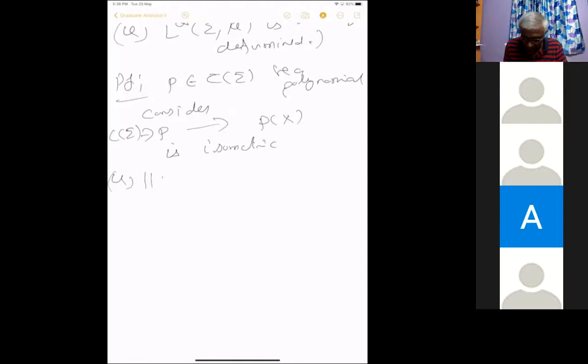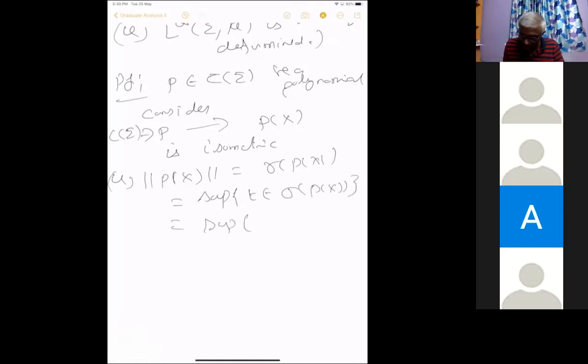That is, the norm of P of X equals the spectral radius of P of X, which is just equal to the supremum of T in sigma of P of X. But that is the same as the supremum of P of T for T in sigma of X, which is the norm of P in C of sigma. Okay, so this is an isometric representation. It's usually contractive. Any homomorphism between C star algebras is contractive, but here it's an isometric representation. Just to prove the isometric, I wrote this.